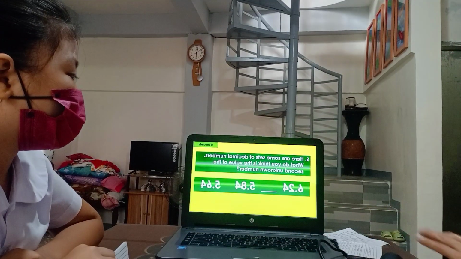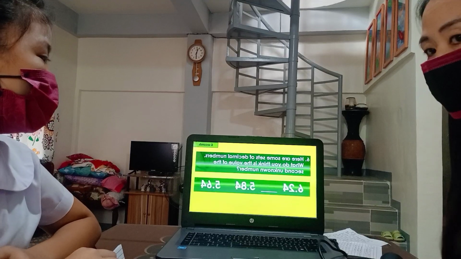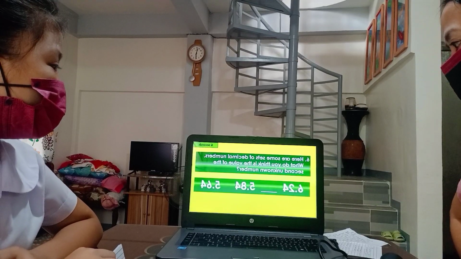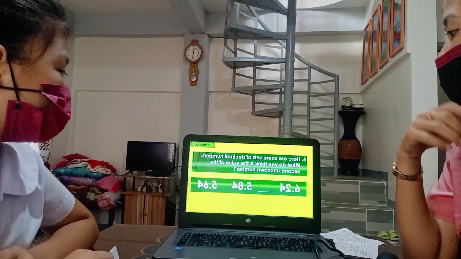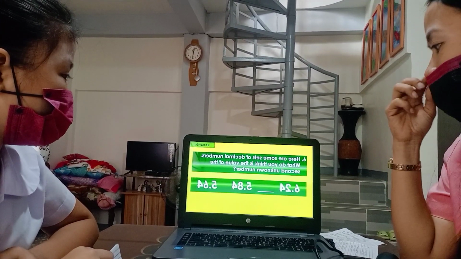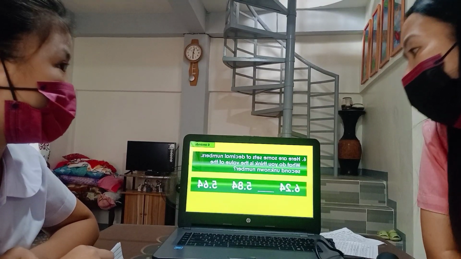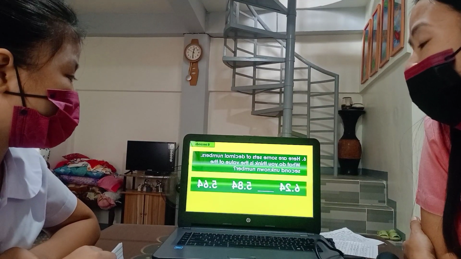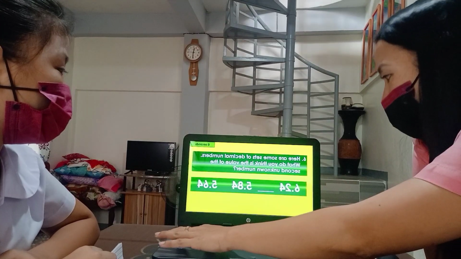Okay, next, here are some sets of decimal numbers. And what do you think is the value of the second unknown number? 6 and 24 hundredths, blank, 5 and 84 hundredths, and 5 and 64 hundredths. 4 and 4 hundredths. Let's proceed.